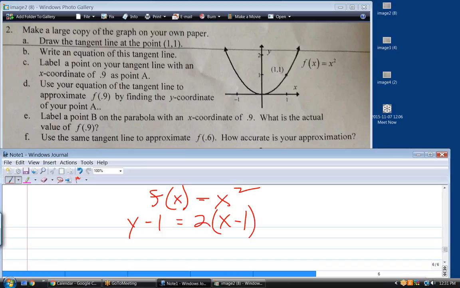You got that by finding the first derivative, evaluating it at 1. That gave you a slope of 2. That's the slope of the tangent line. And using the point-slope form, we get that. Label a point on your tangent line with an x-coordinate of 0.9 as point A.